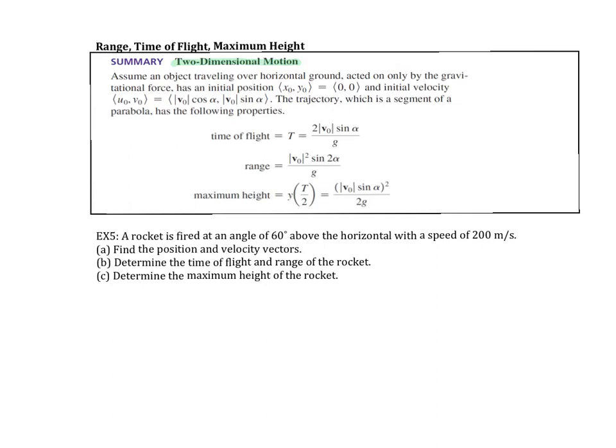To use these formulas for time of flight, range, and maximum height, you must have an initial position at the origin. So in this particular summary box, it's only dealing with an object that starts off at the origin. So we could not use this in our last example because our baseball was hit at a height of 3.